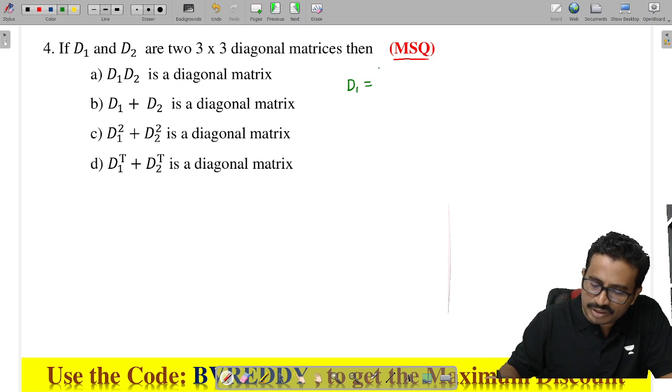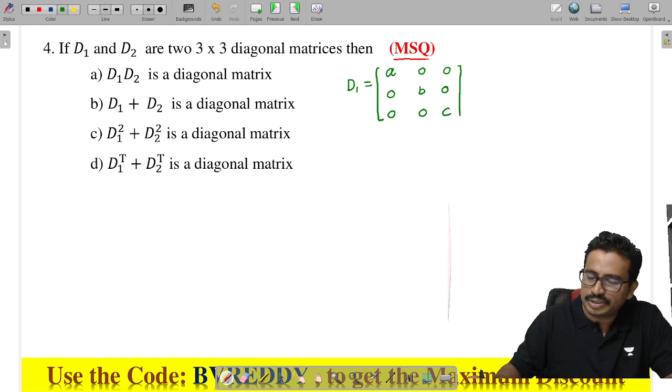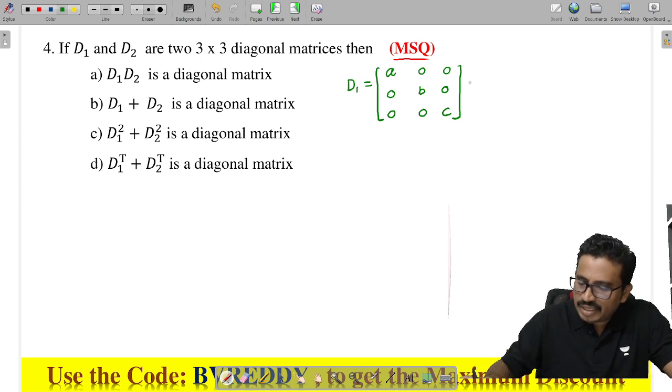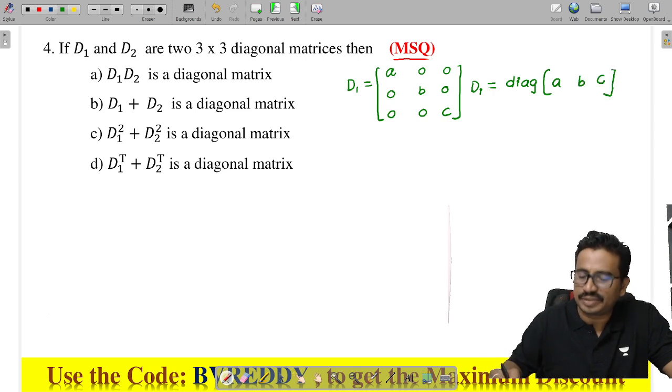If I say D1 is a diagonal 3 cross 3 matrix, with elements of the form a, 0, 0, 0, b, 0, 0, 0, c, only the diagonal elements are non-zero. At least one of the diagonal elements is non-zero. So this I can say is the diagonal matrix D1. In short form, we write this as the diagonal of only the principal diagonal elements. The remaining elements are 0.